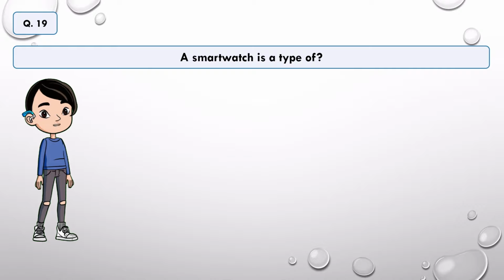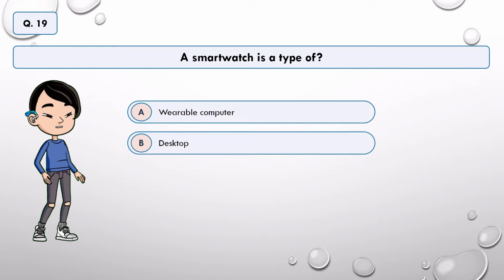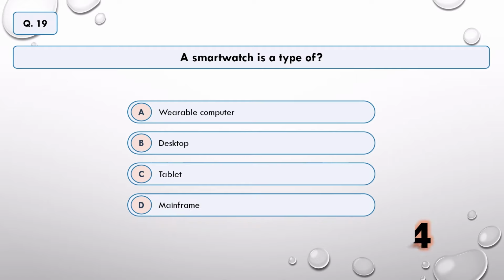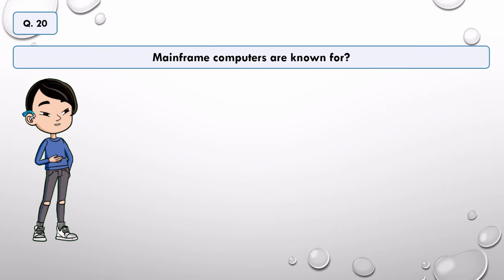Question 19. A smartwatch is a type of? Options are A. Wearable computer, B. Desktop, C. Tablet, D. Mainframe. Answer is wearable computer.